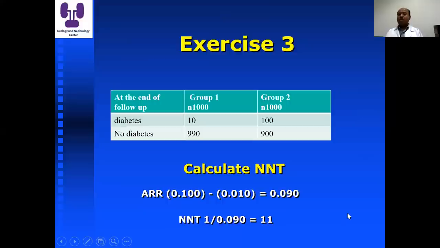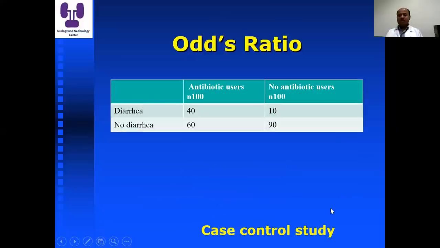In a randomized controlled trial, we like it to be less than 100. If it's above 100, this will be negative in a randomized controlled study.